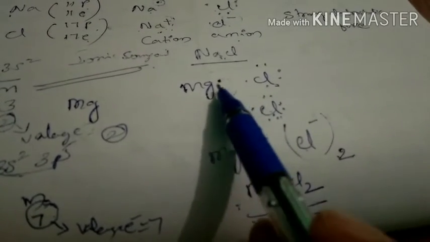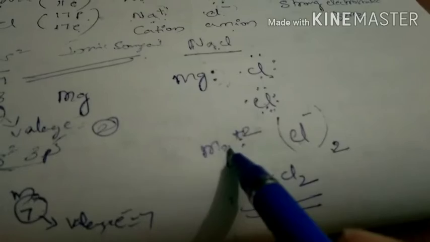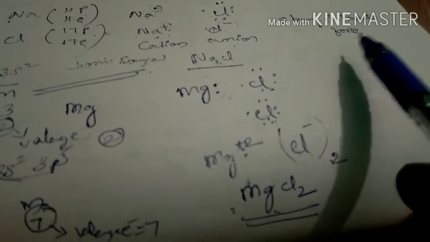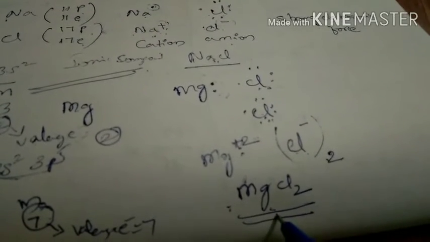I repeat once again. If you take magnesium with 2 chlorine atoms, magnesium contains 2 valence electrons. So this magnesium loses those 2 electrons, one to each chlorine atom. Then finally Mg+2 and 2Cl- ions are formed. Between oppositely charged ions, strong electrostatic forces of attraction are present. Those forces arise, and finally MgCl2, nothing but magnesium chloride, is formed.